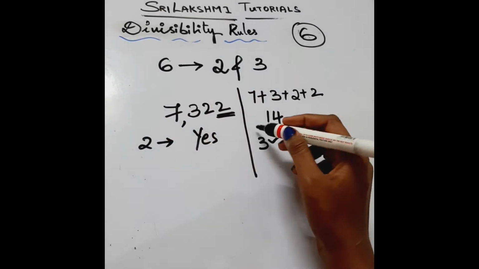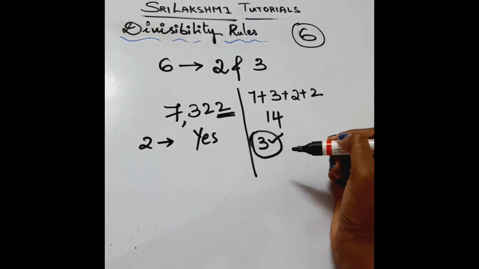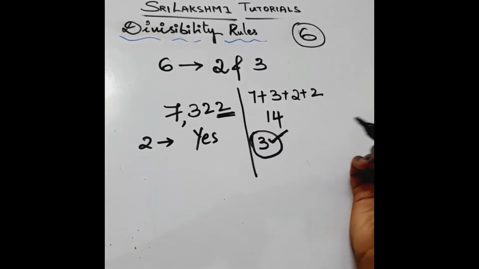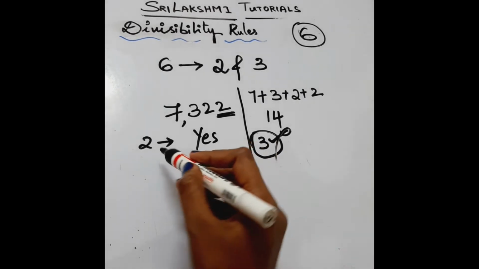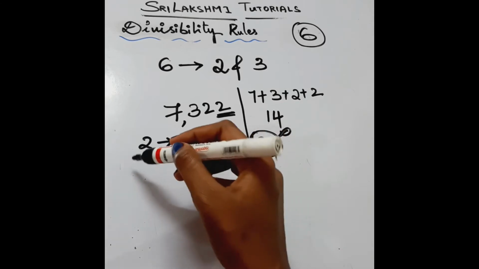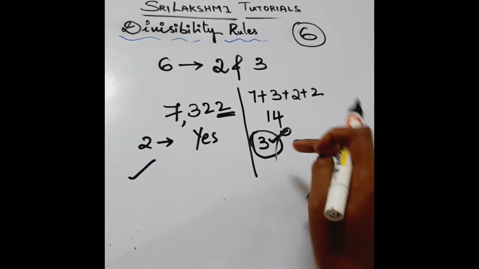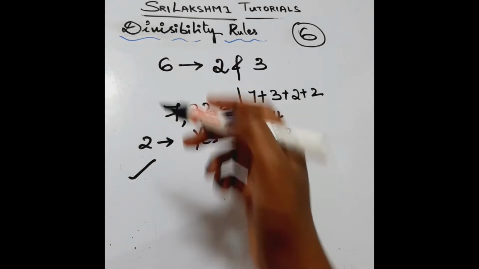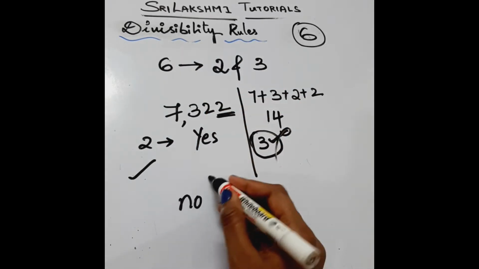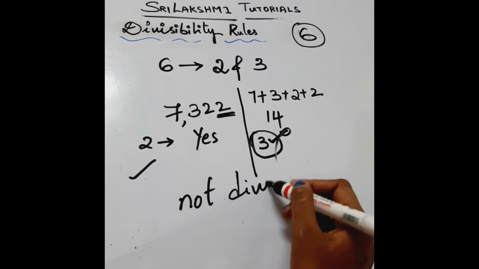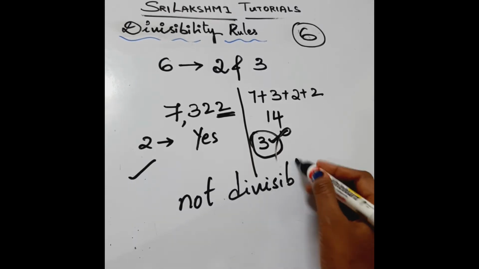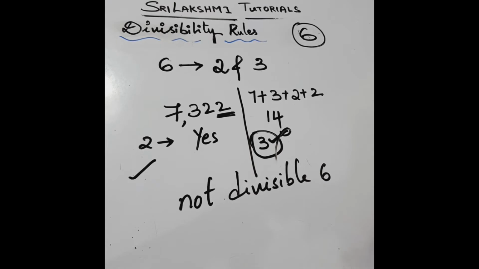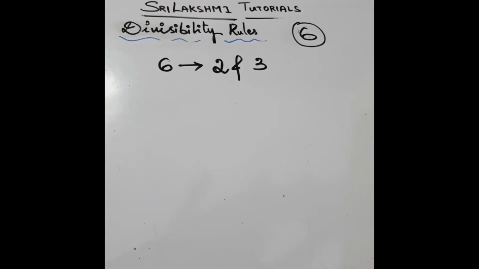It means the given number is not divisible by 3. Here it is divisible only by 2, but it is not divisible by 3. So the given number is also not divisible by 6. Not divisible by 6. Okay. Now we'll take another number and check it.